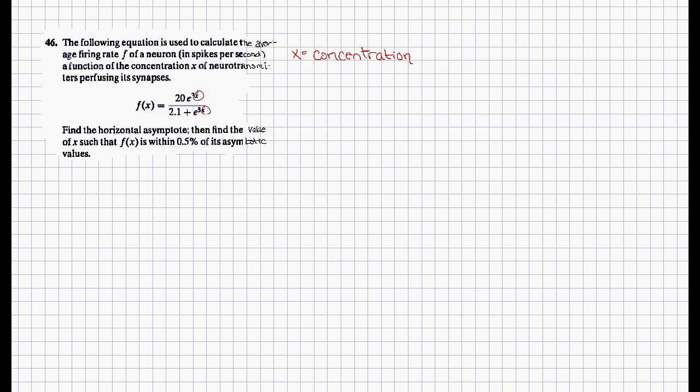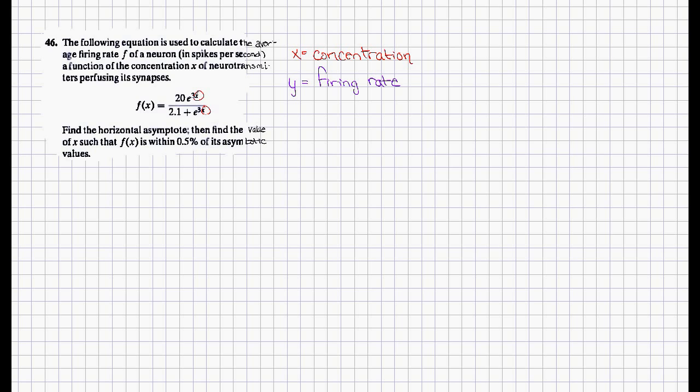Now, the function is the firing rate. The function, the firing rate, that's telling us what the firing rate is. So depending on what the concentration of the neurotransmitter is, we have a certain firing rate. I know this seems a little simplistic, but this is the hardest thing to extrapolate from this type of problem. So y is equal to the firing rate. I would get this down first before I do anything else.